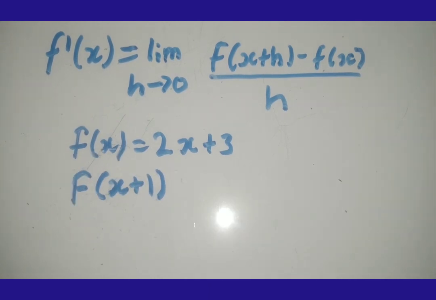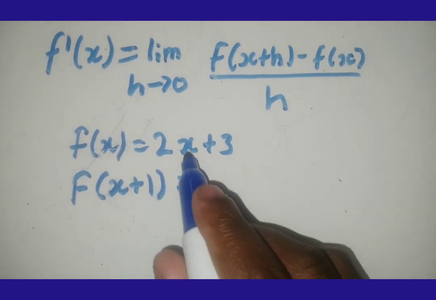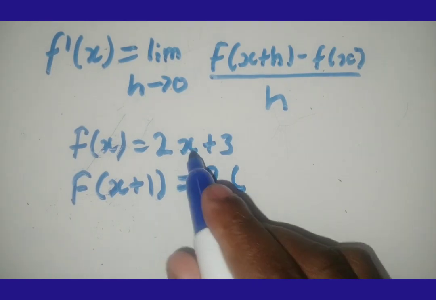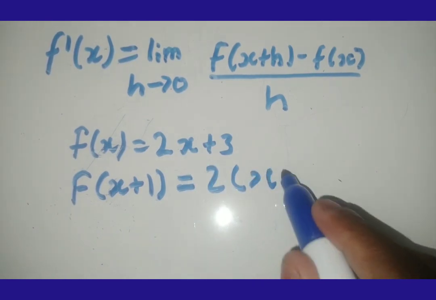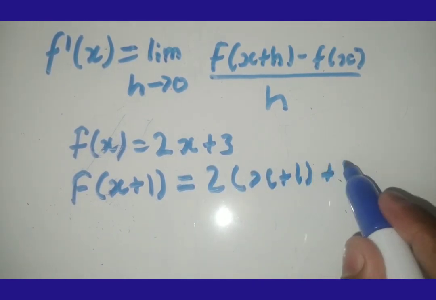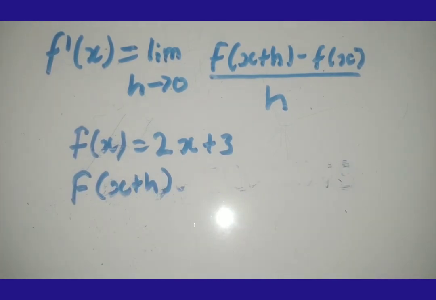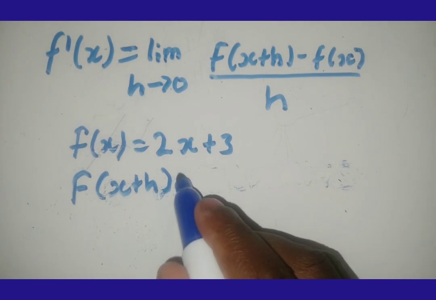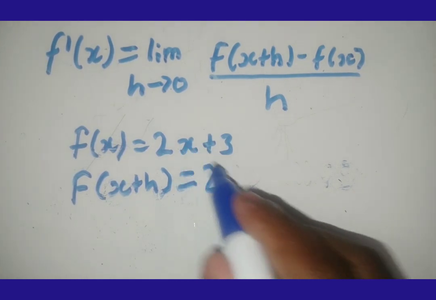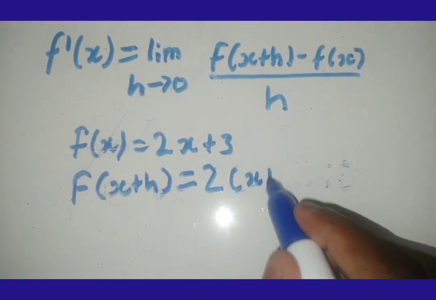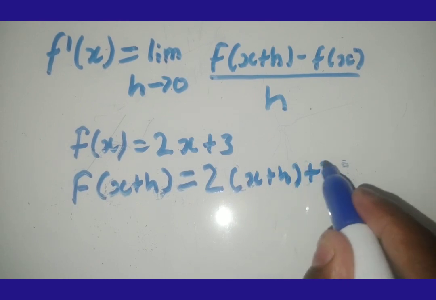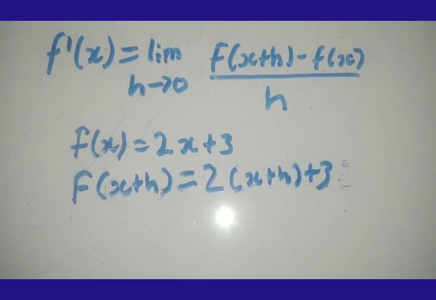Or if they put f of x plus 1, it means wherever you see x you would literally replace x with x plus 1. So instead of writing x, I wrote x plus 1. Or if they say f of x plus h, it means wherever I see x, I will replace it with x plus h. So this is where most people struggle. So let's do one more example of it.